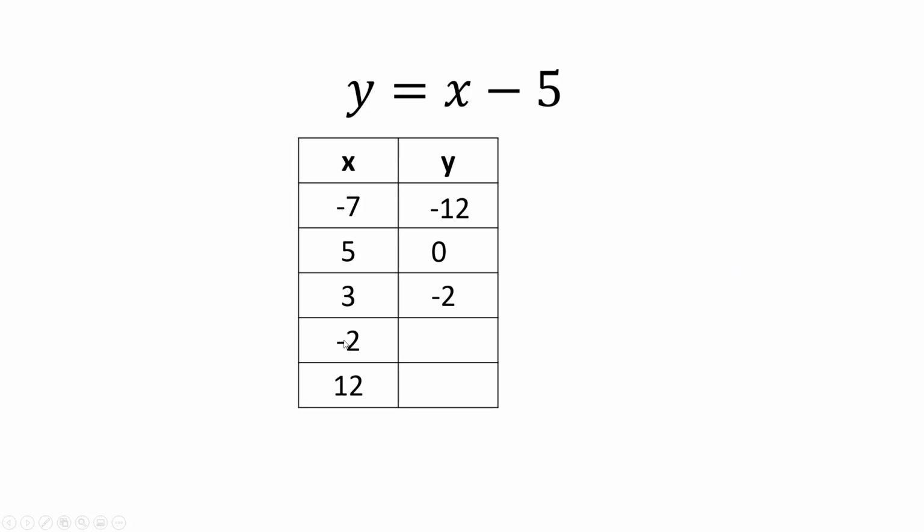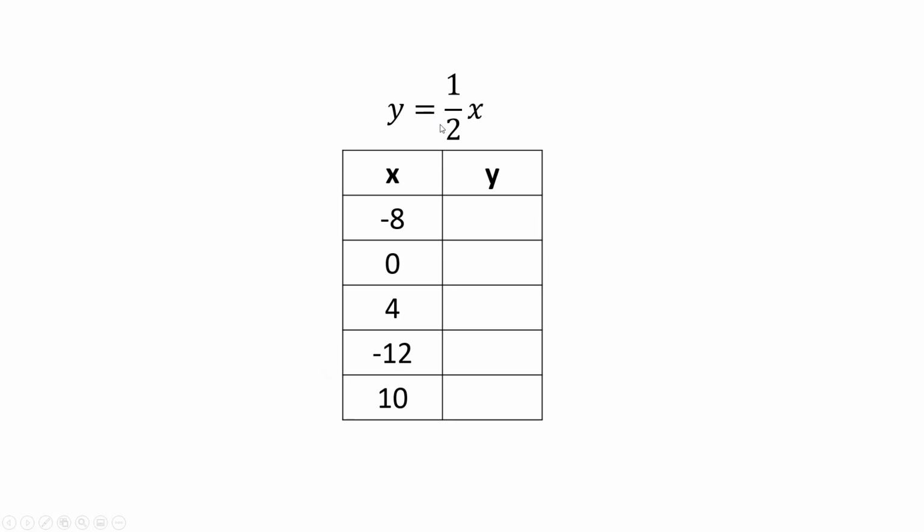If you have an input of -2, you do -2 minus 5 and get -7. When you put in a 12, 12 minus 5 gives you 7. And once again, these are all ordered pairs that are created by the equation up top. Whatever x is, take away 5 gives you the y.